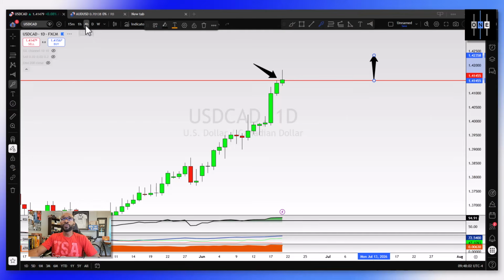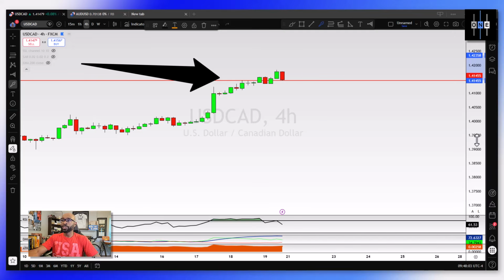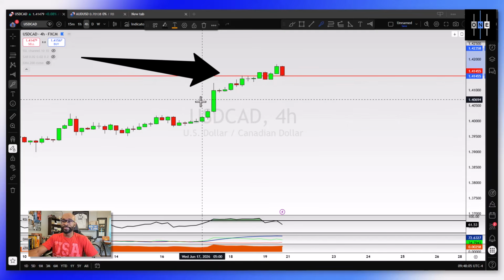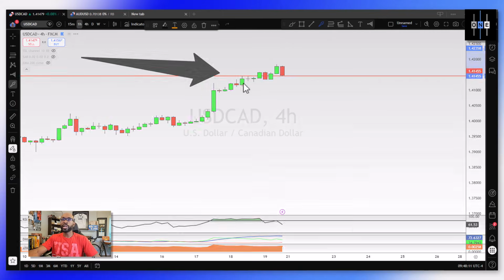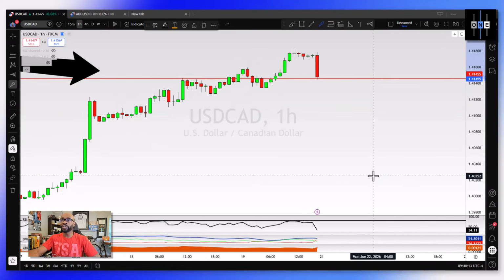So going down to the 4-hour, which is going to be my lower time frame, you can see a little bit of end of the week kind of blahness. It was a US holiday here, so there wasn't a lot of liquidity in the market. But if we go down one more to the hourly, you're going to see something very interesting.